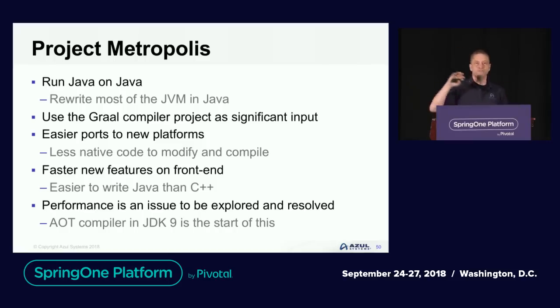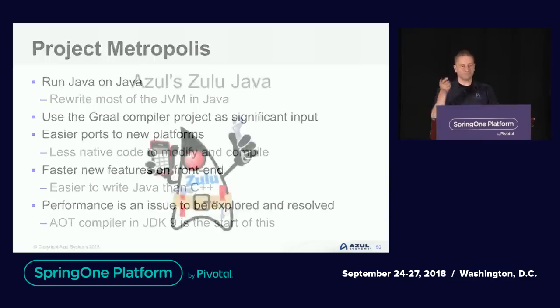This is a much more forward-looking project. It's using things like the Graal compiler project. It's designed to simplify the way that development of the JVM actually happens. There's lots of things that people need to look at, so I wouldn't expect to see this, certainly not in the next couple of releases of Java.